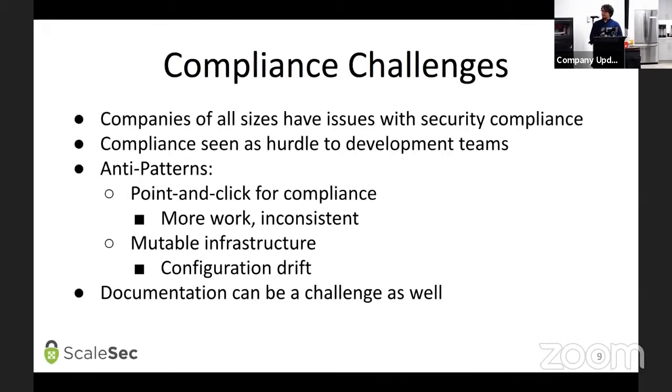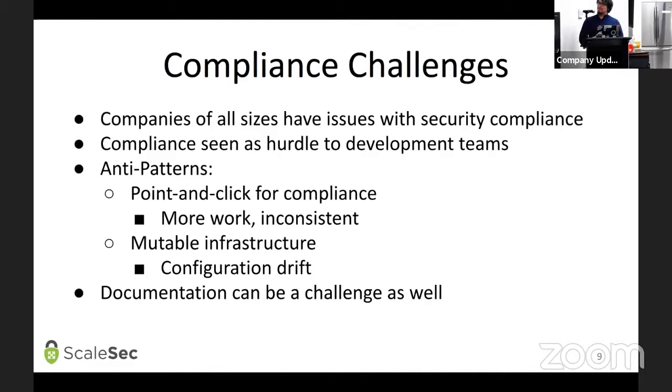So if you get that, you still see some anti-patterns that emerge. For instance, point and click for compliance. So that's going into your console, AWS or GCP console or Azure console, whatever it may be, and simply going in there, going to EC2 or whatever it may be, checking the boxes for encryption and saying, oh, we're compliant. That's great. Well, the issue with that is it's not scalable. It's more work. You can be inconsistent. Humans are prone to error. Computers tend to handle automation pretty well. So that doesn't necessarily work great for a robust compliance program.